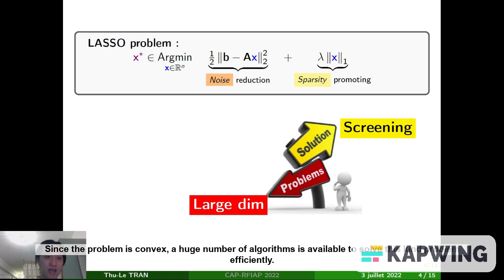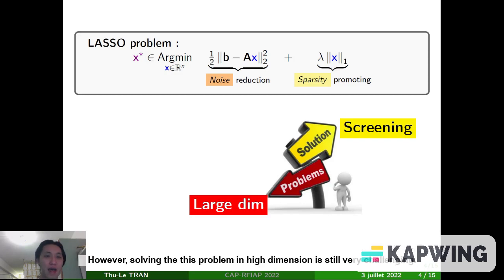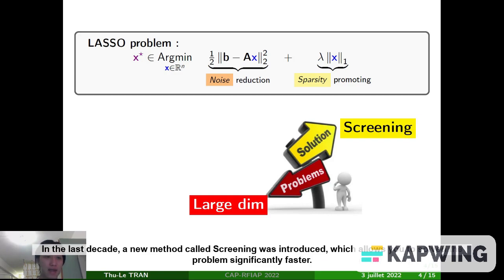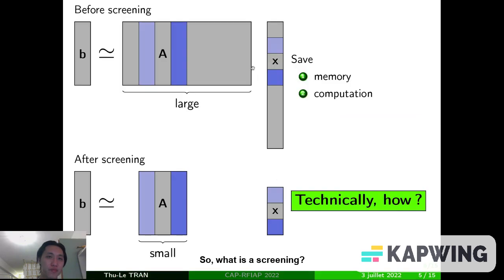Since the problem is convex, a huge number of algorithms are available to solve this problem efficiently. However, solving this problem in high dimension is still very challenging. In the last decade, a new method called screening was introduced that allows you to solve the problem significantly faster. So what is screening? It is just a method that can reduce the problem size by eliminating the zero entries of the sparse vector. As a consequence, after screening, many columns of A will be dropped, so we only need to work with a reduced problem with smaller dimension.